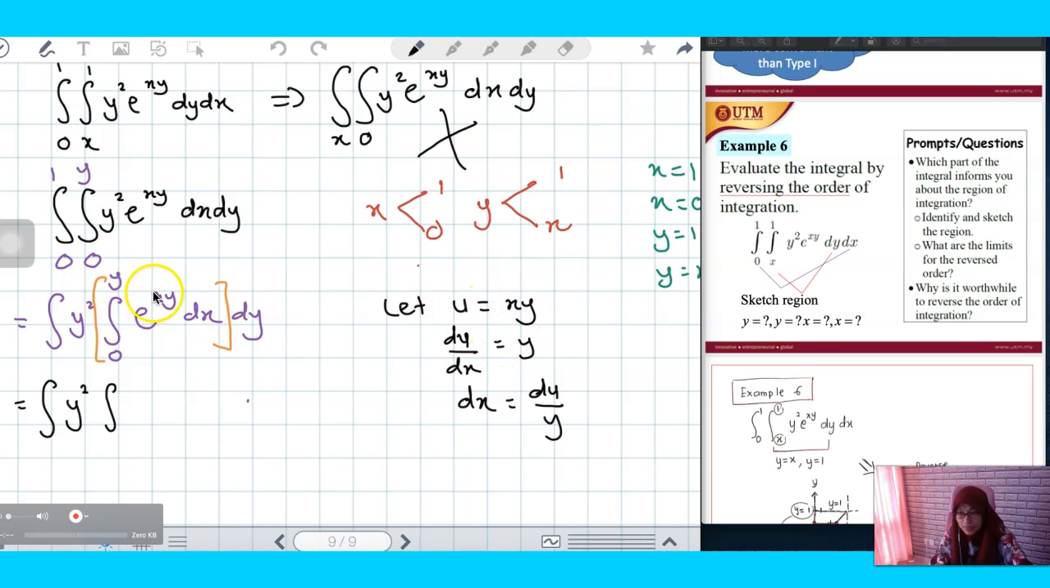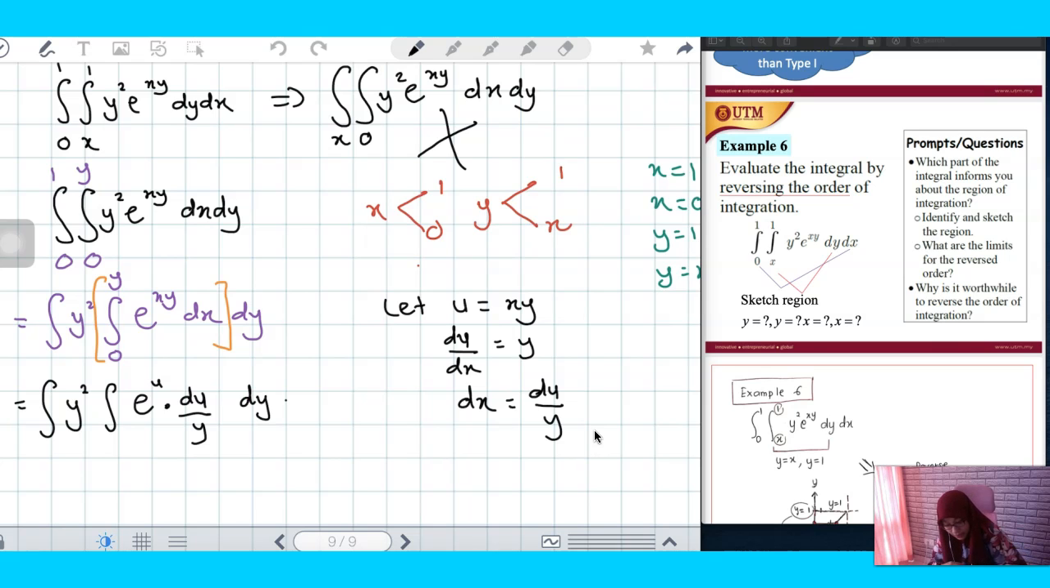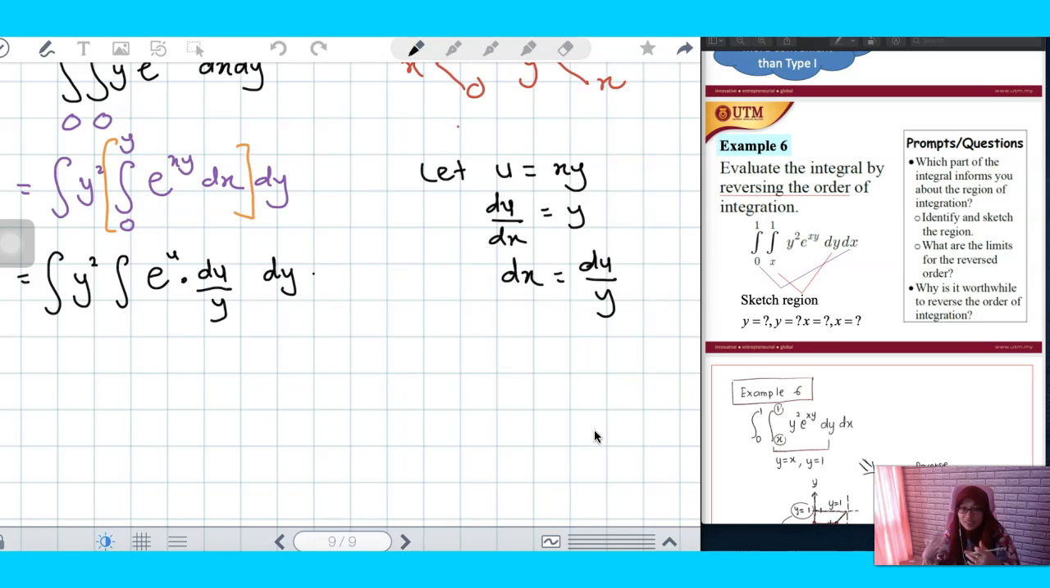So as we assumed just now, xy is u, so we have e^u, and then replace the dx: your dx is du over y, and dy. So we don't start the integration yet. We just start by transforming the xy term into u.